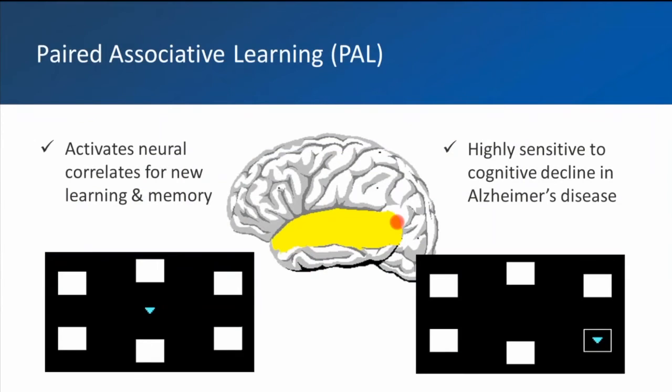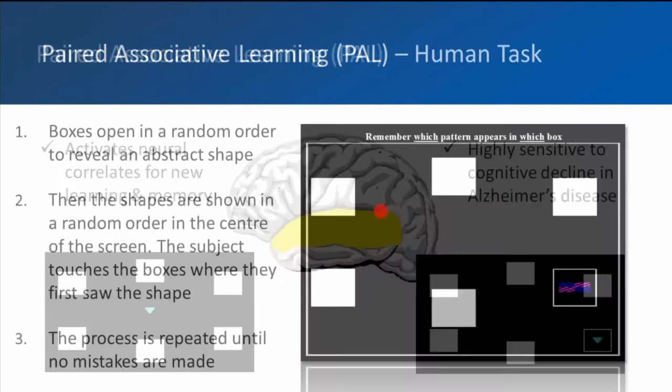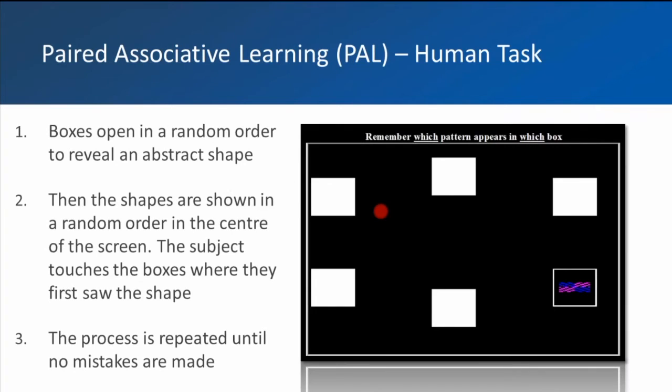We will now look in detail at the PAL task. This is a task that correlates to learning and memory and is highly sensitive to Alzheimer's disease. In the human task, 6 boxes open one at a time in a random order. And behind each one is shown briefly a random shape. Each shape is then shown in a random order in the center of the screen, and the subject is required to touch the box where they first saw the shape.